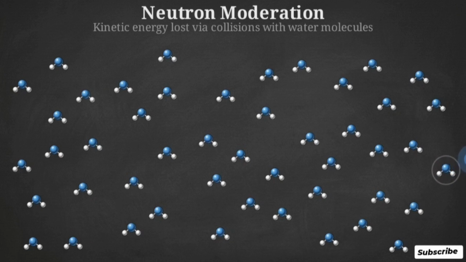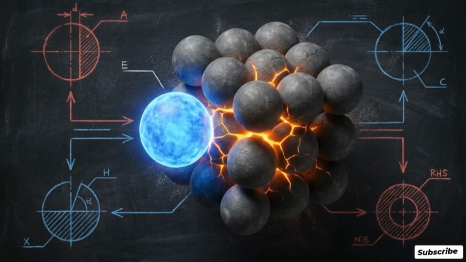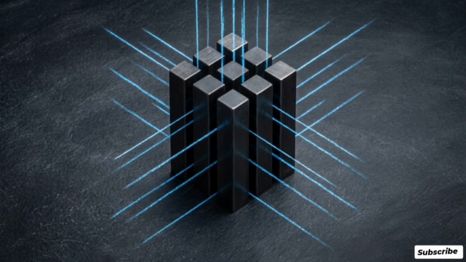reaching thermal equilibrium. Once a neutron is thermalized to the specific velocity, it is highly likely to trigger the next uranium split. Without water acting as a physical brake, the neutrons would pass right through the fuel, and the chain reaction would instantly starve and die out.